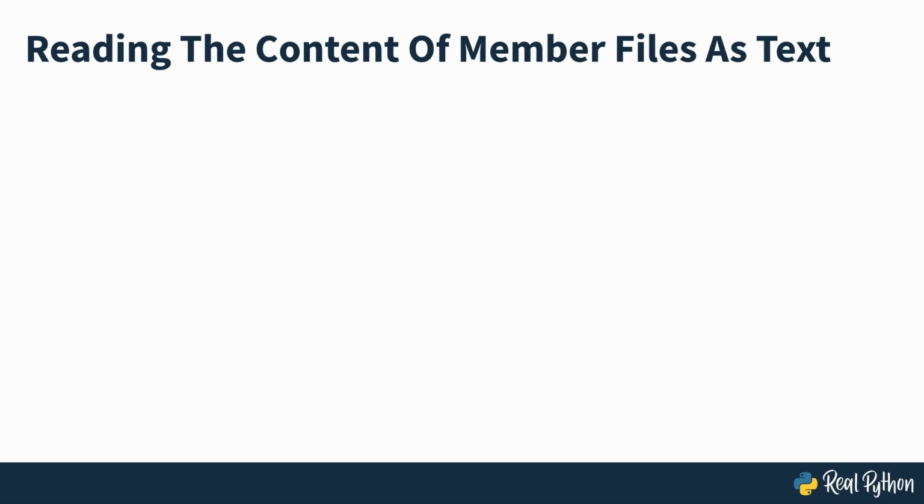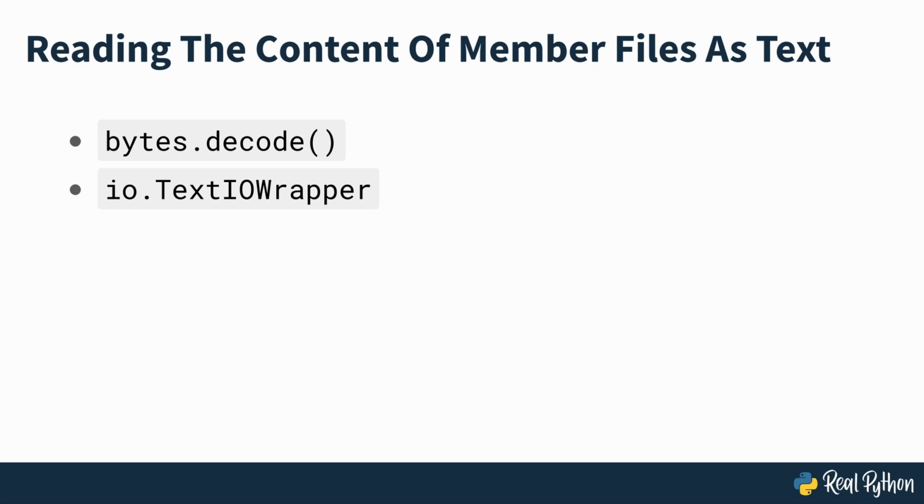As you saw previously, you can use the read and write methods to read from and write to member files without extracting them from the containing zip archive. Both of these methods work exclusively with bytes. However, when you have a zip archive containing text files, you may want to read their content as text instead of bytes. There are at least two ways to do this. You can use bytes.decode or io.TextIOWrapper.